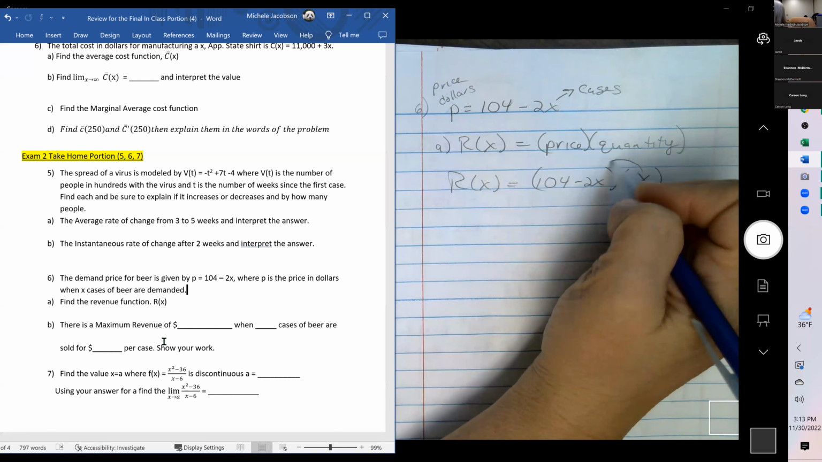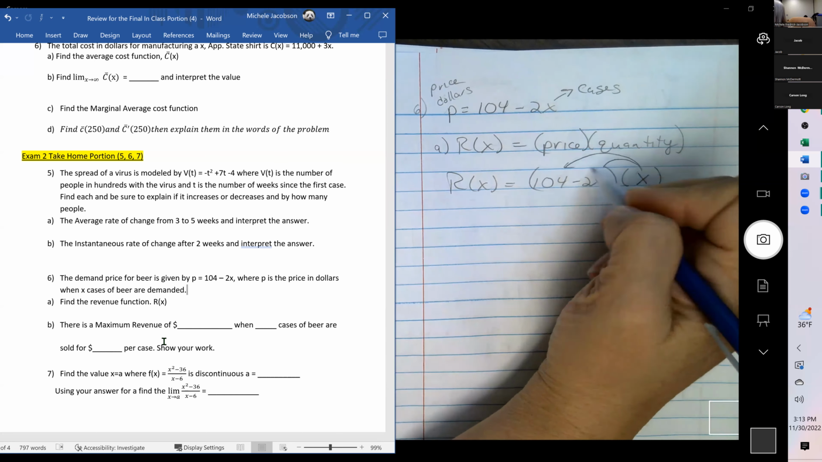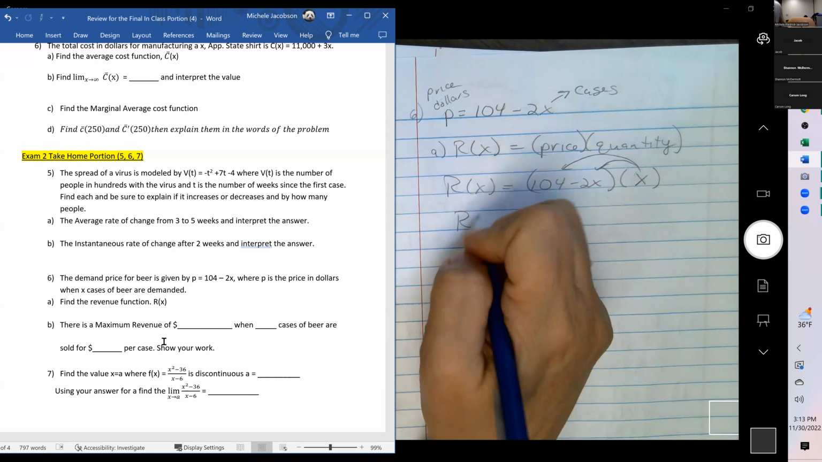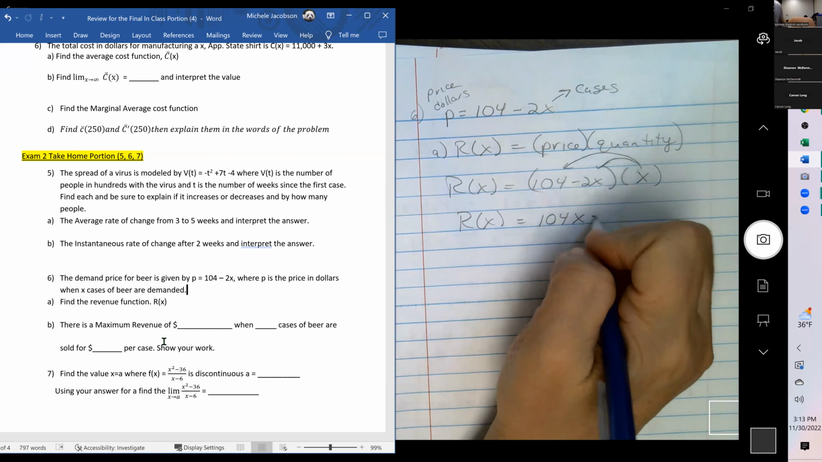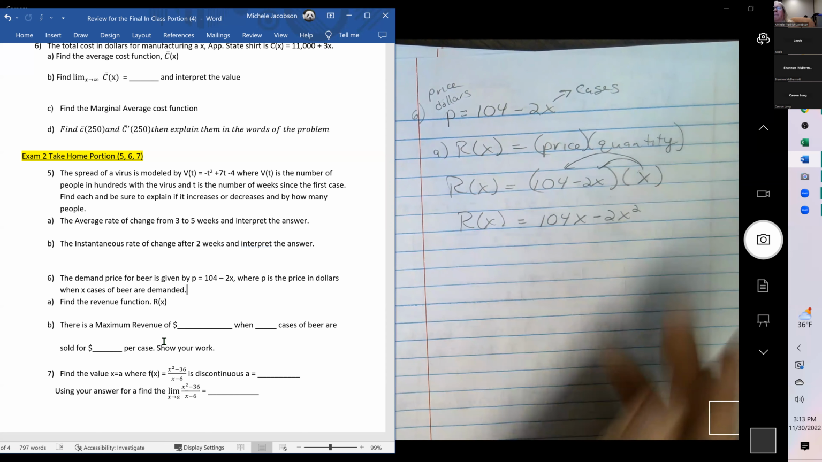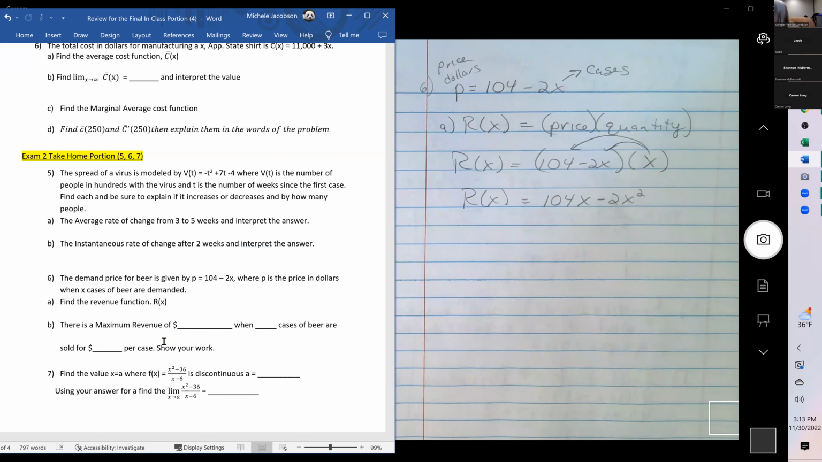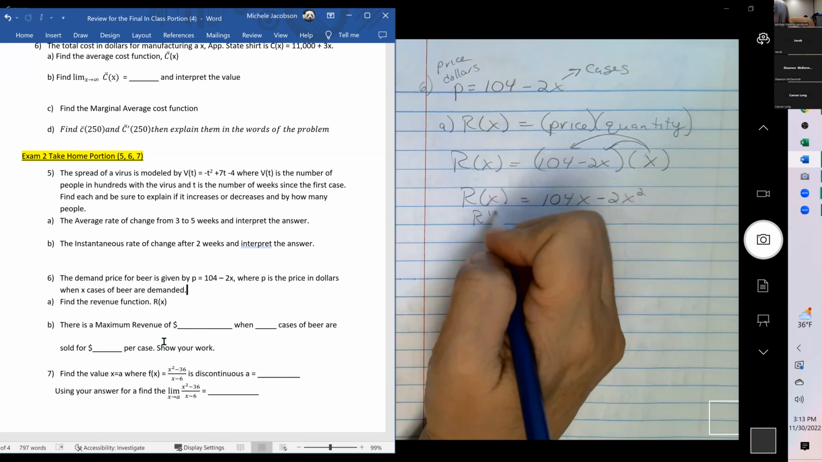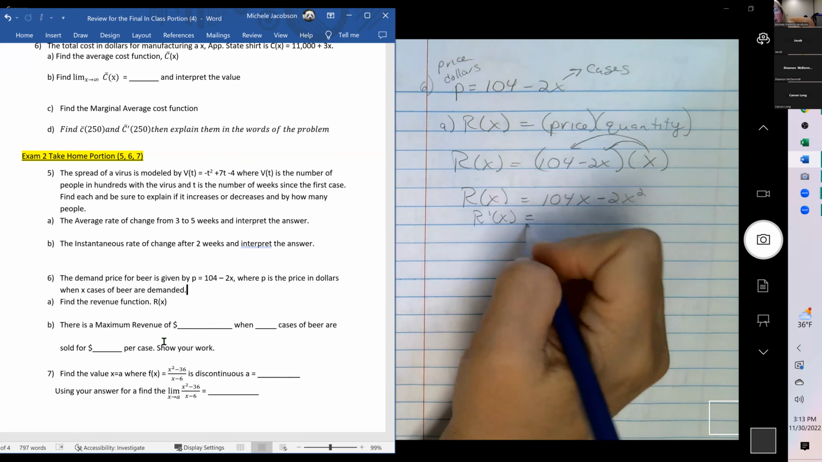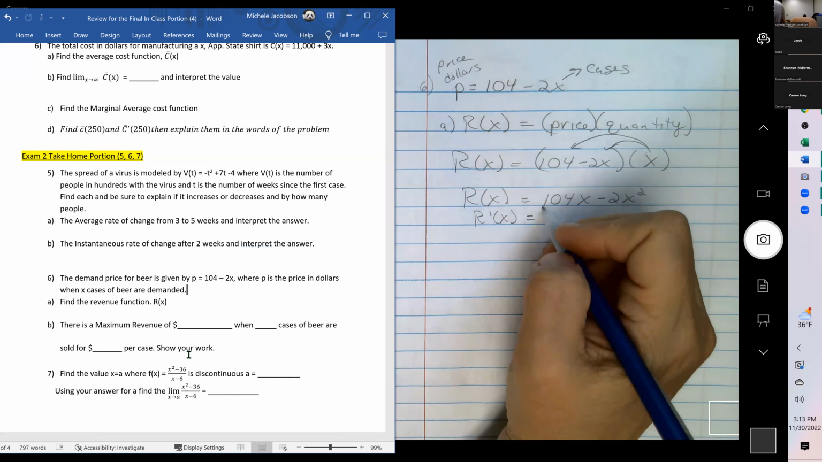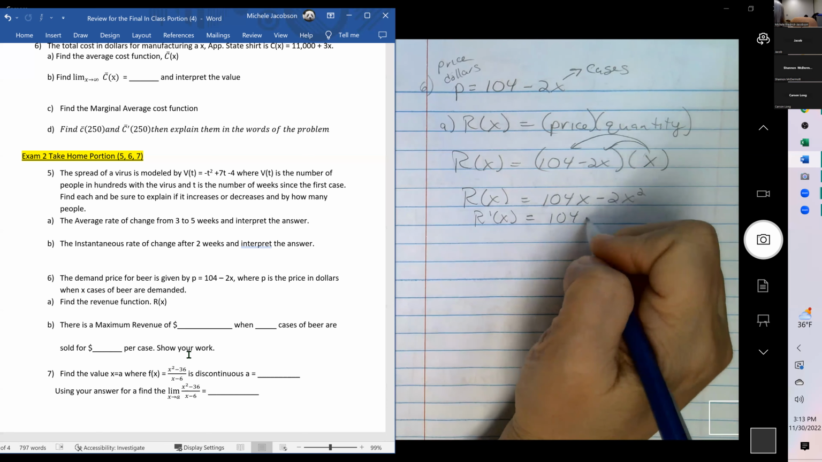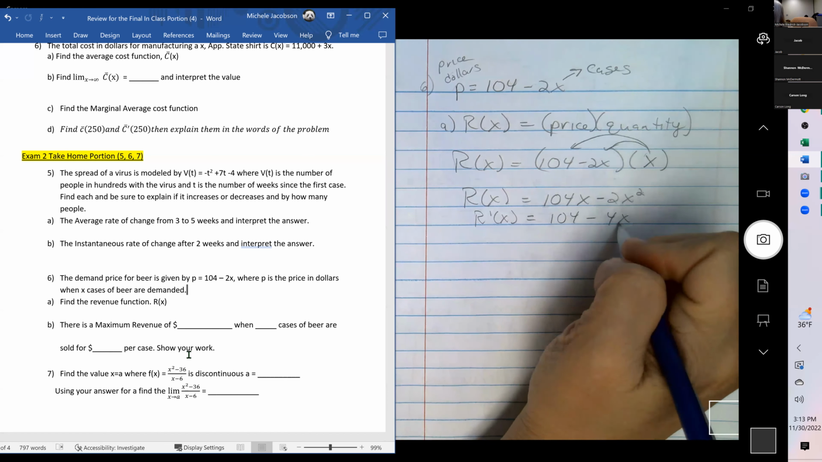Because we do a lot of product rule today, I'm gonna distribute it: 104x minus 2x squared. Taking the derivative, the reason we're taking the derivative is we want to maximize our revenue. So to find the critical numbers, you take the derivative, set it equal to 0. When we take the derivative, we get 104 minus 2 times 2 is 4x to the first.